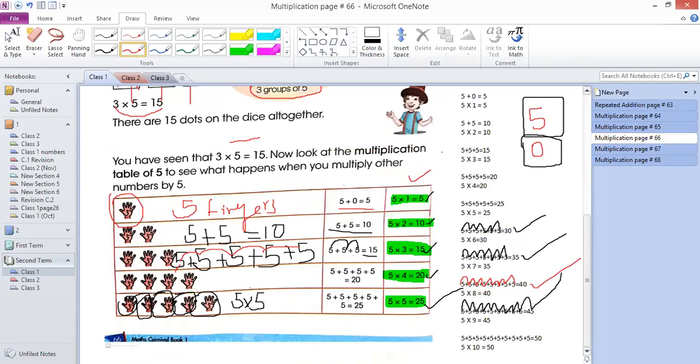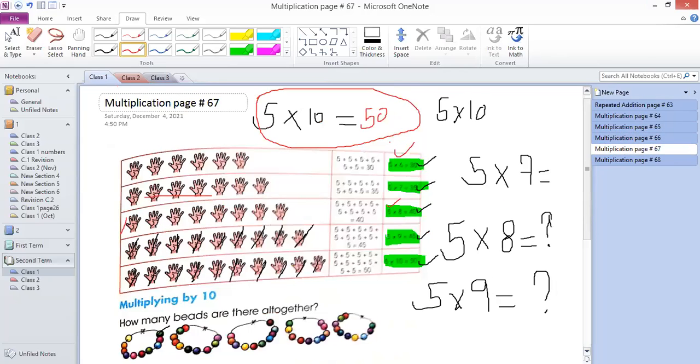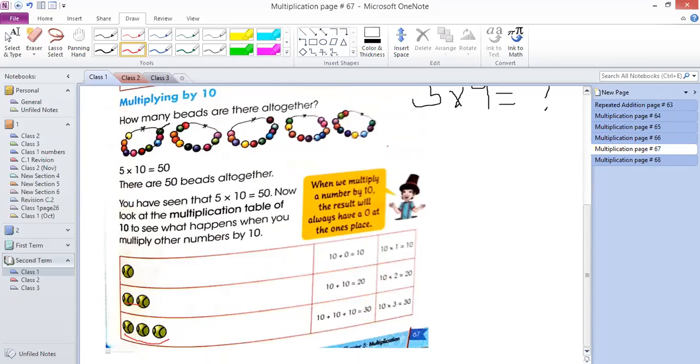So if you check, the table of 5 is also very easy. 1 times 5, 5, 2 times 5, 10, 3 times 5, 15, 4 times 5, 20, 5 times 5, 25, 6 times 5, 30, 7 times 5, 35, 8 times 5, 40, and 9 times 5, 45, and 10 times 5 equals 50. Now we will start table of 10, guys.